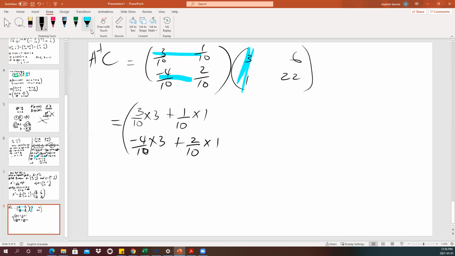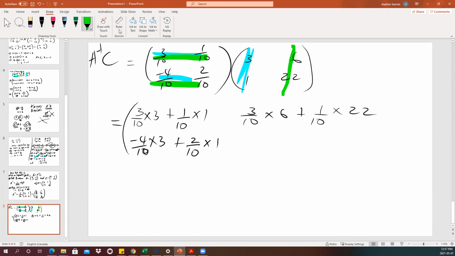Next up, we're going to do the other column over here, right? So let me show you. It's going to be this times this. So this is 3 over 10 times 6 plus 1 over 10 times 22. So again, this times this. Minus 4 over 10 times 6 plus 2 over 10 times 20.